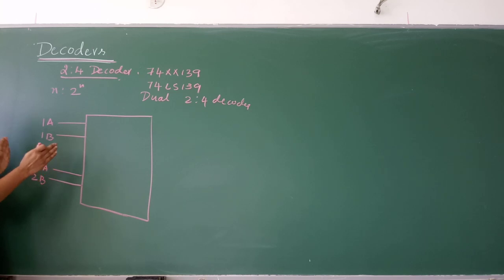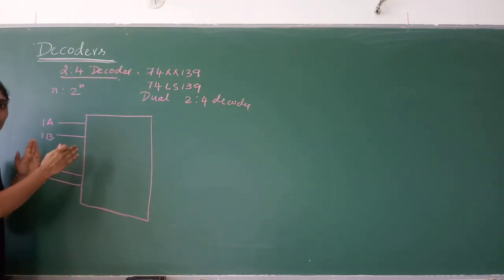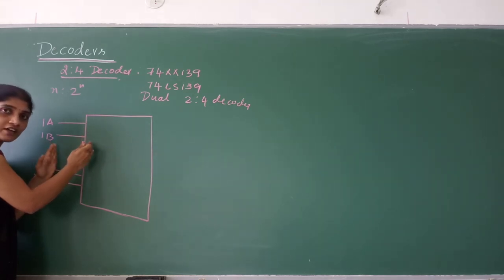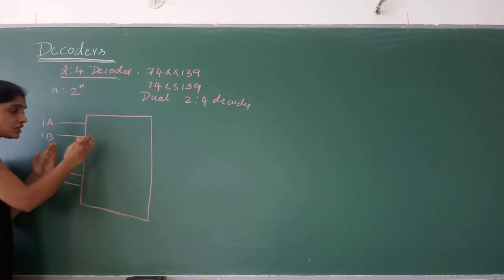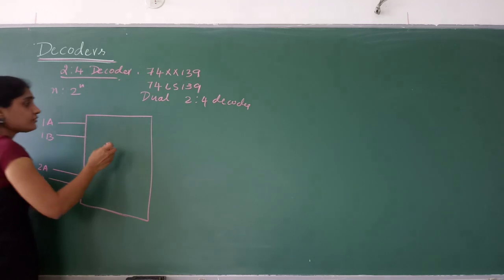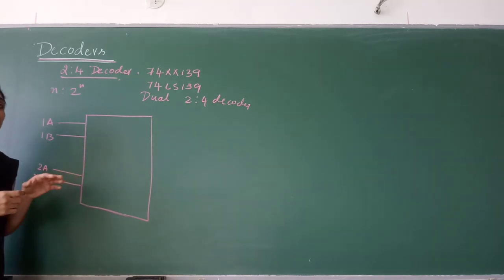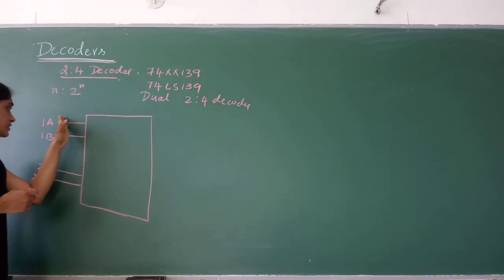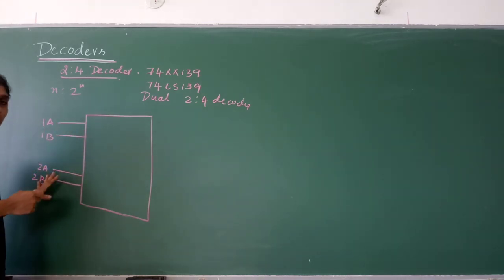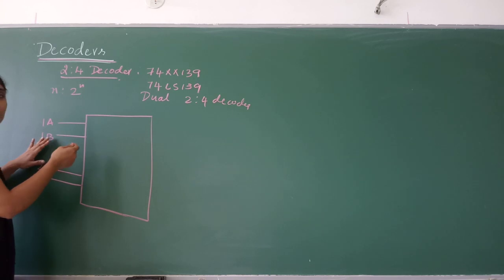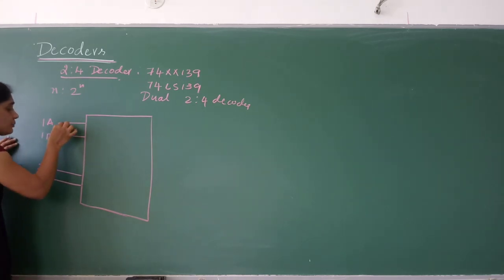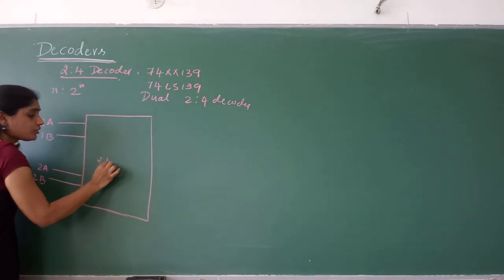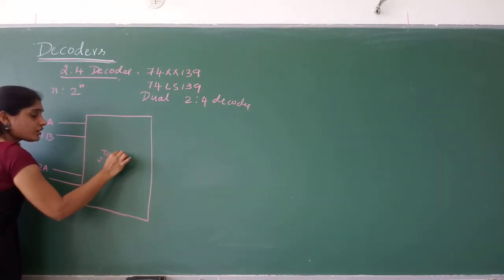This is the standard IC pin configuration I am writing here. This is how the 74LS139 IC is manufactured. You are not supposed to change it. So it is 1A, 1B, 2A, 2B. If you search on Google, you can find the pin configuration of 74XX139, and you will get the same pin configuration. These are the inputs, and how many outputs do we have? These are the inputs for one 2:4 line decoder. This is a dual 2:4 decoder.